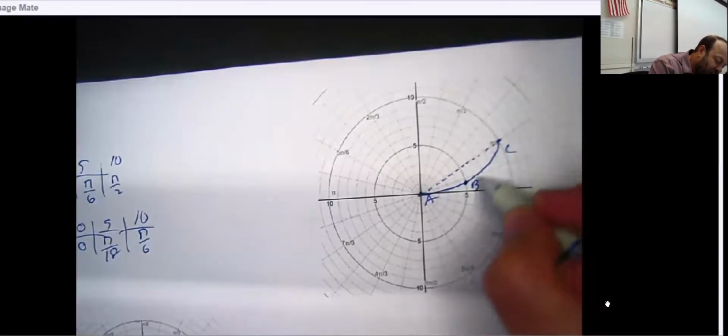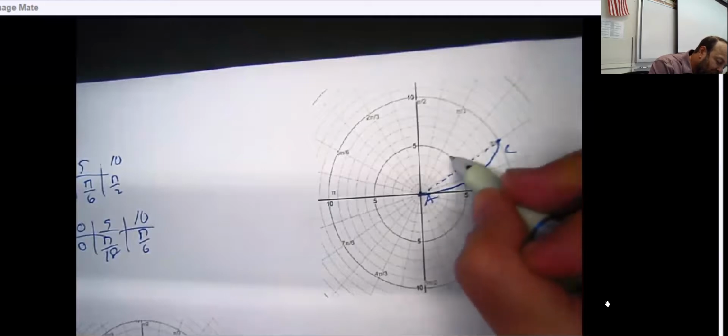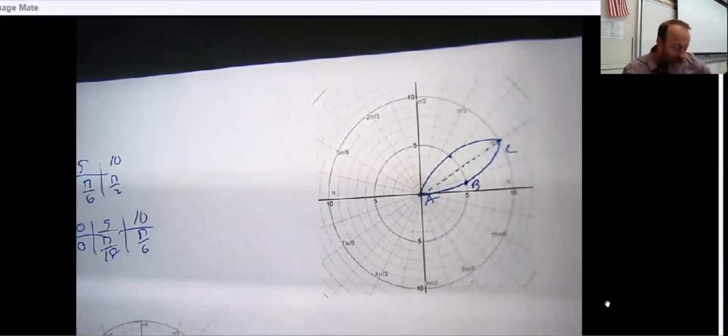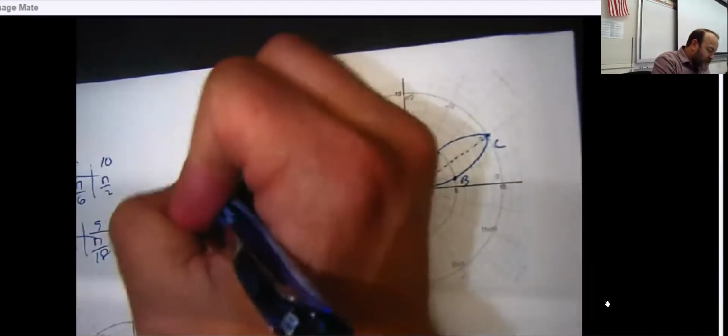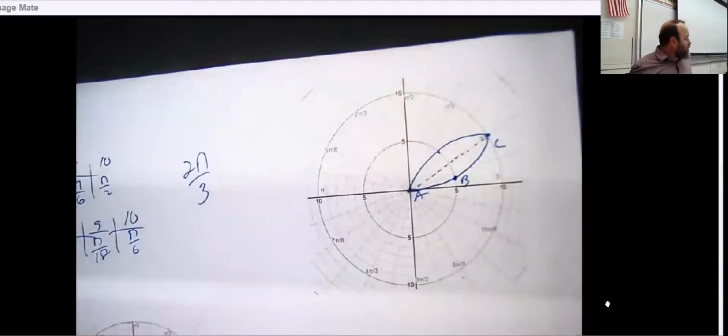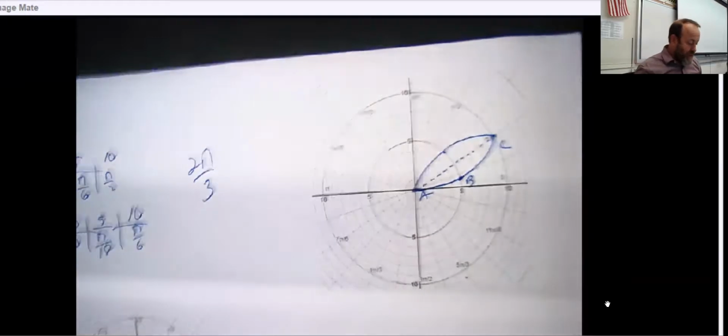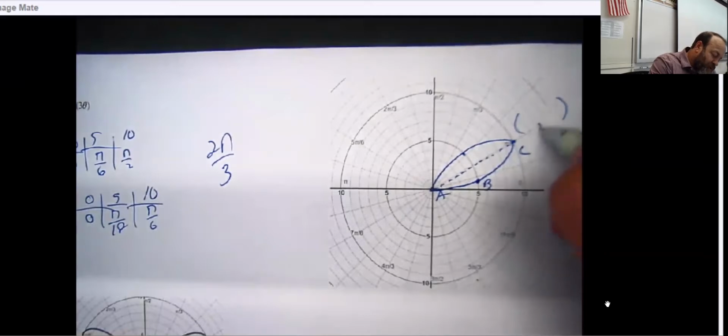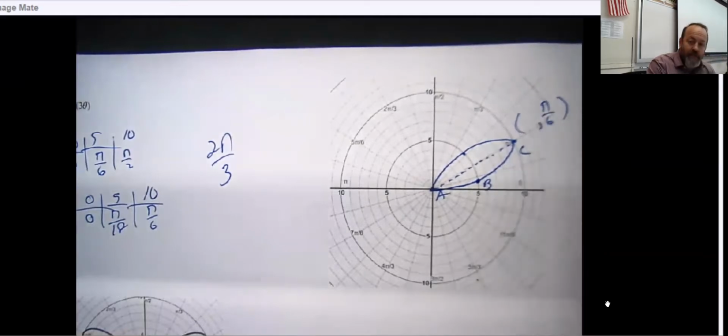Since I know this is half of the leaf, I could go about like that, and that's pretty much what the leaf is going to look like. Now again, as stated before, 2 pi represents the full circle, and there's going to be 3 of those petals because it was an odd number. The part that's a little bit tricky is this first petal happened at pi over 6.